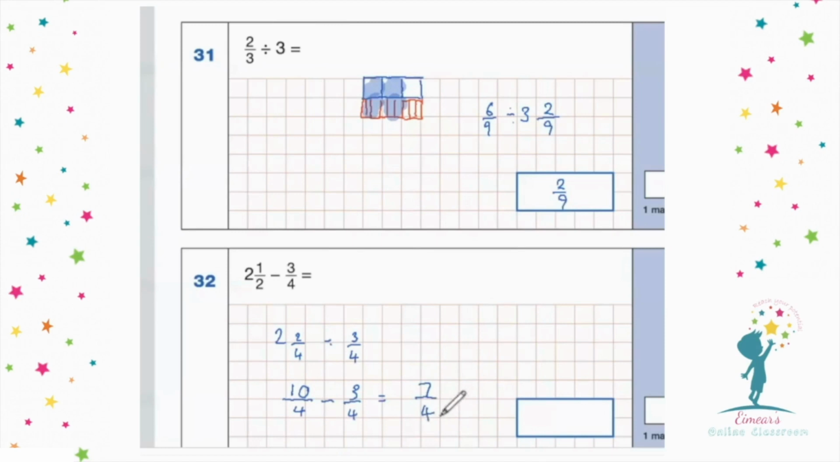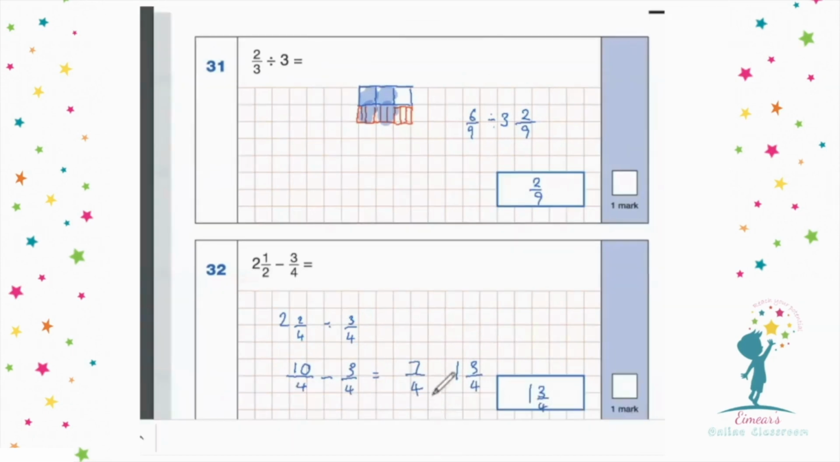If we want to change that back, so that's currently an improper fraction, if we want to change that back to a mixed number like the question, that's equivalent to 7 divided by 4 is 1 whole number and 3/4. So our answer is 1 3/4. However, if they write 7/4, they'll still get their mark.